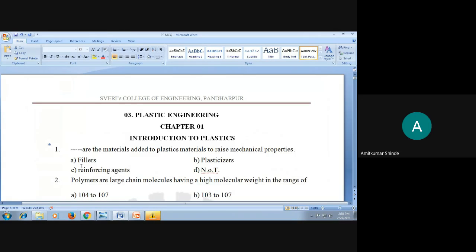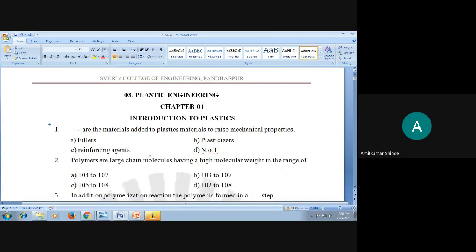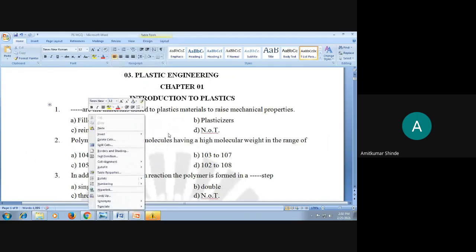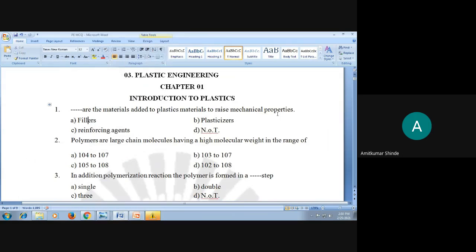The dash dash are the filler materials. Out of these four options, which material are you adding to the plastics to improve their mechanical properties? Here they have given you options like fillers, plasticizers, reinforcing agents, and none of the above. Which material do you add to plastic to raise their mechanical properties? The answer will be reinforcing agents.